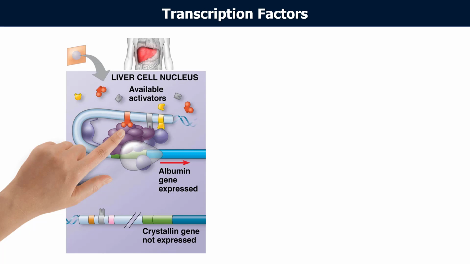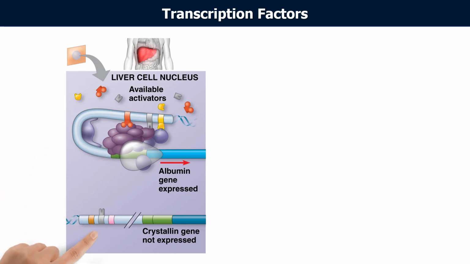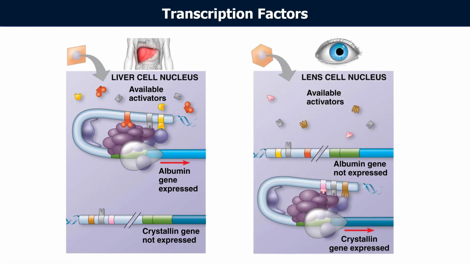But the crystalline gene is not expressed. The gray factor is present, we needed that for the other gene, as you can see, but the gold factor and the pink transcription factor are not present, so that gene is not expressed in liver, exactly the way we want it to be. Meanwhile, if we go to that eye, we see something a little different.